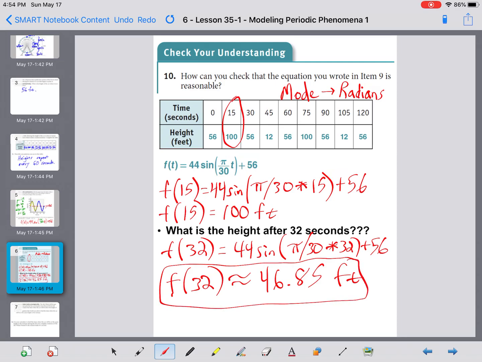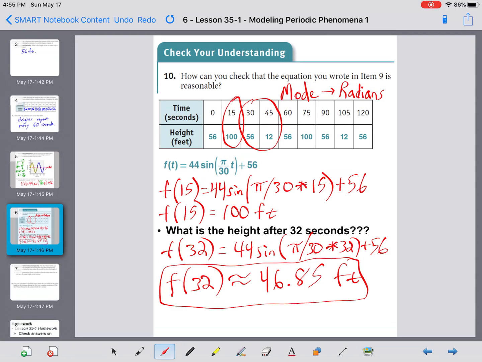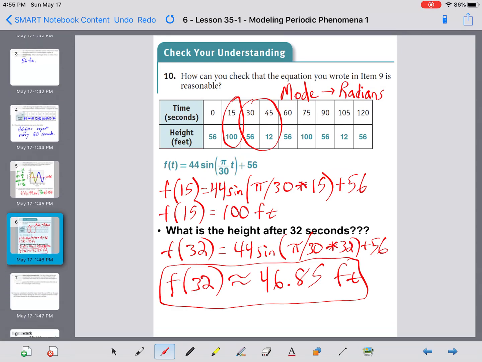All right, now I can check that to make sure that makes sense. If I look at my table here, if I look at the time between 30 and 45 seconds, right? At 30 seconds, I'm at 56 feet, so it makes sense for 2 seconds later to be a little bit lower, right? Between 30 and 45 seconds, I'm on my way down from 56 feet to 12 feet. So for 32 seconds to be a height of 46.85 feet makes sense. All right, it's a useful way to use our calculator.